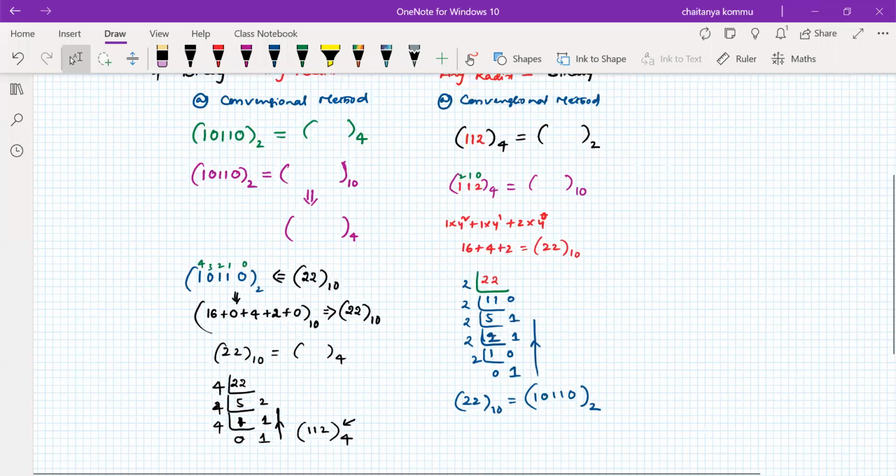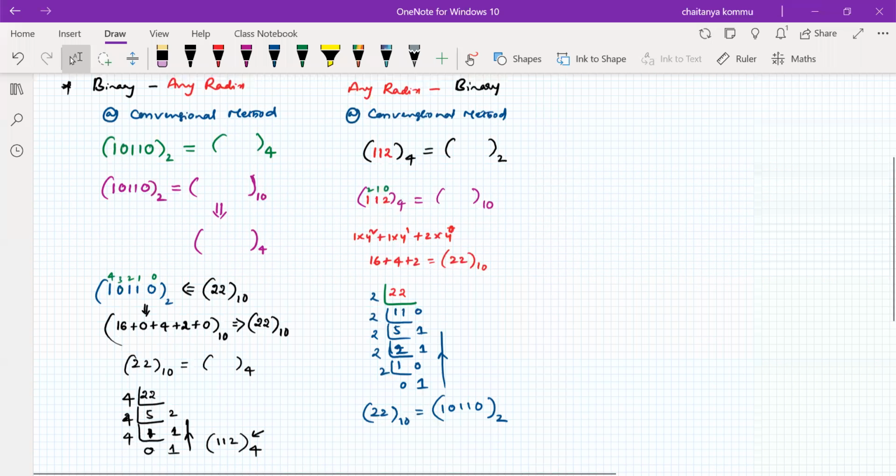You should know these fundamentals very well. To convert any radix to binary, the conventional method is to convert the number system into decimal, then decimal to the required radix. It is very difficult to do this conventional method if the number of bits or the number of digits in any radix increases. So there is some approach, and we will talk about that approach now.